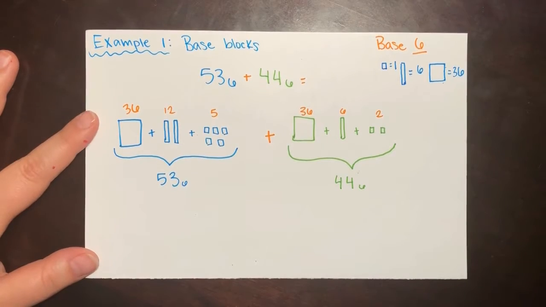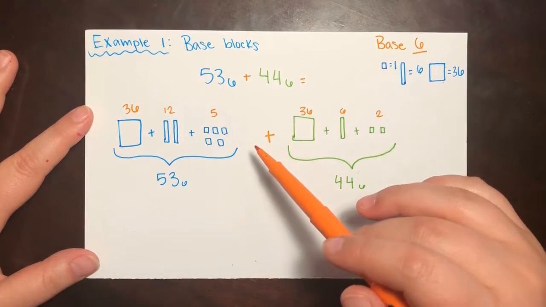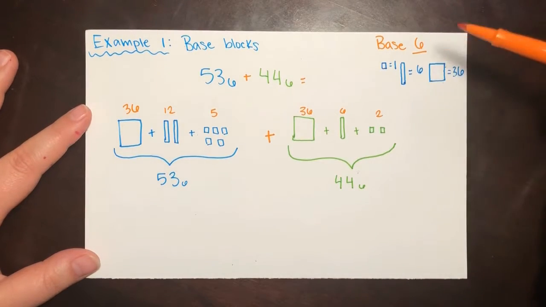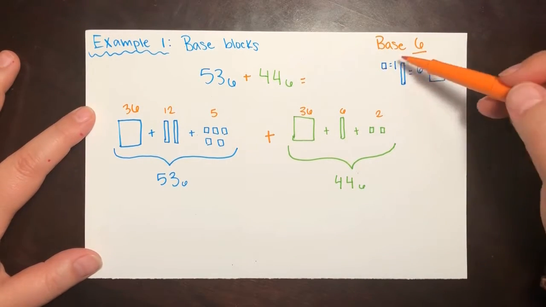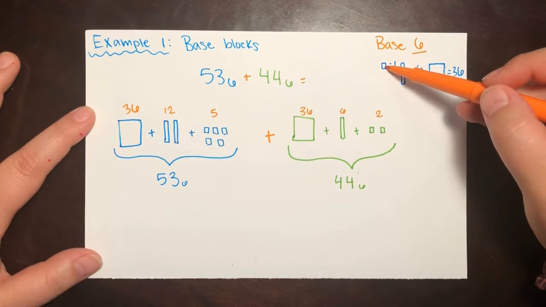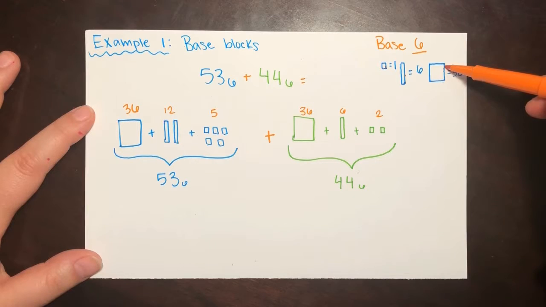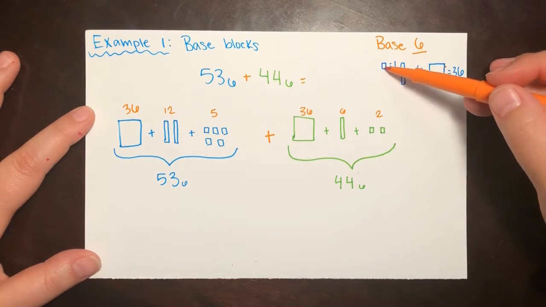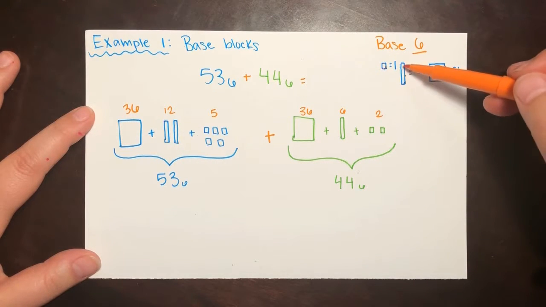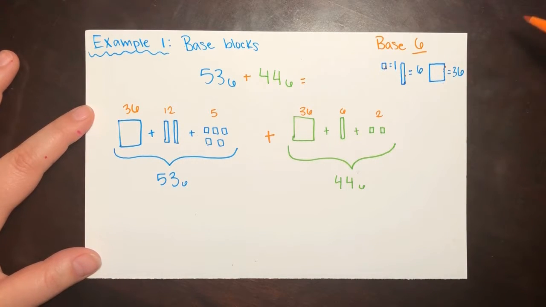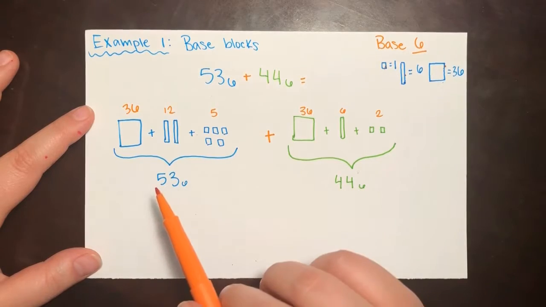So to start off with, we're going to add 53 in base 6 and 44 in base 6 using base blocks. Now remember, in base 10, we usually use a unit for 1, a rod for 10, and a flat for 100. In base 6, we use a unit for 1 still, but then a rod for 6 and a flat for 36. So let's start with 53.